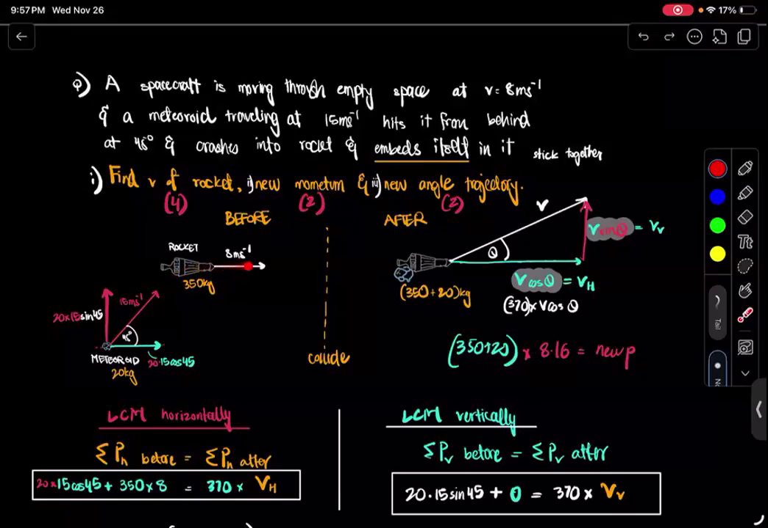The rocket had no horizontal momentum. Then it hit with the rocket, it collided together and started to move together with a velocity of v. And this was moving at a velocity v with an angle of theta. And our question was: find velocity, find new momentum, and find this new theta.